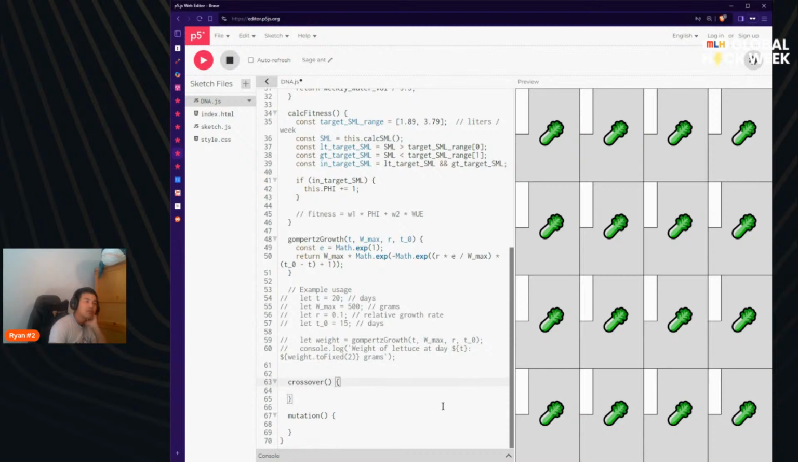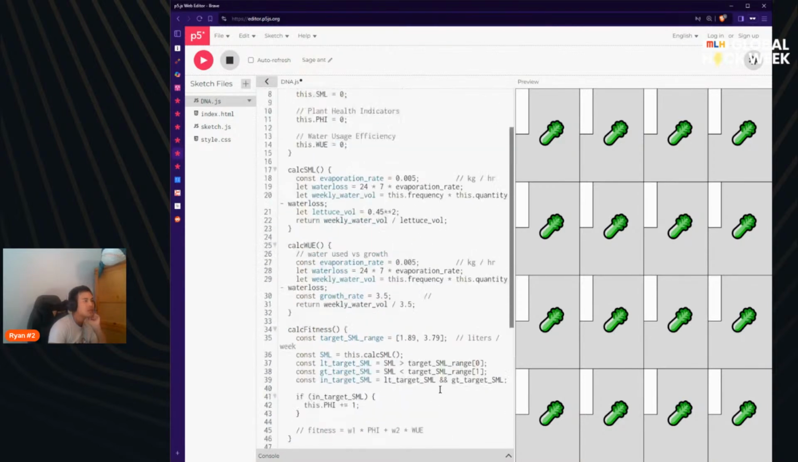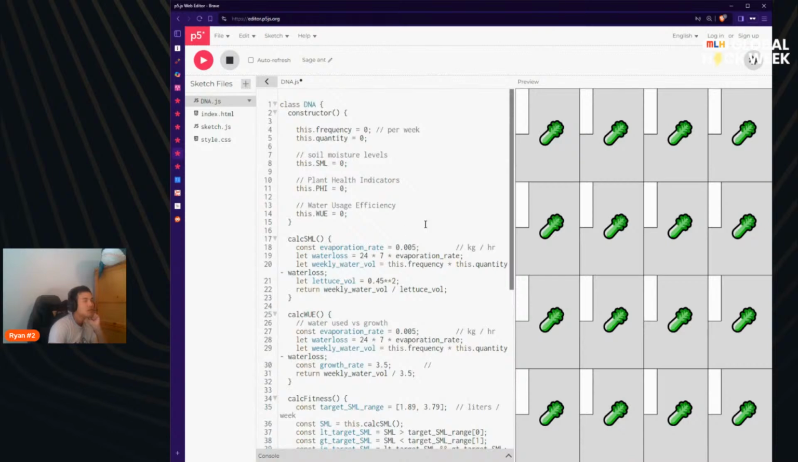Crossover. Oh, I didn't even think about how the genes themselves were going to be mixed. I guess one way we could mix up the genes is by having the frequency and the quantity be the two halves of the genes that get mixed up. But I get the sense that this isn't going to actually work properly.